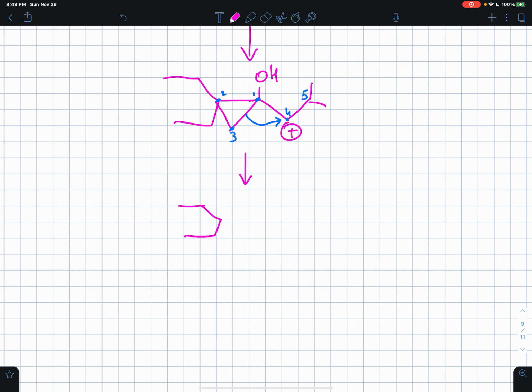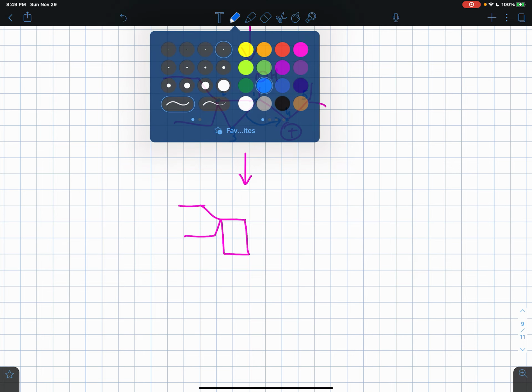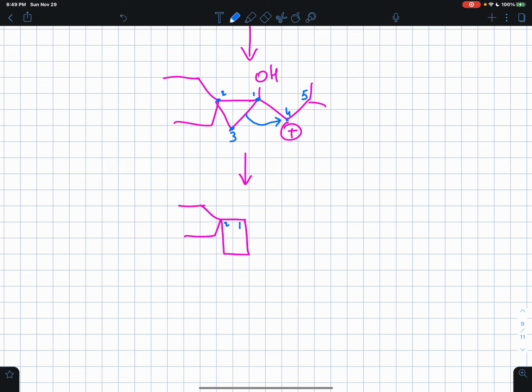So 2, 1, 2, 3, 4, right? So this is going to be my carbon number 2. Now I go ahead and number them again. So 2, 1, 3, and 4. Now I know carbon number 4 is connected to a carbon which is connected to 2 things. So it would look like that. Carbon number 1 is connected to an OH.